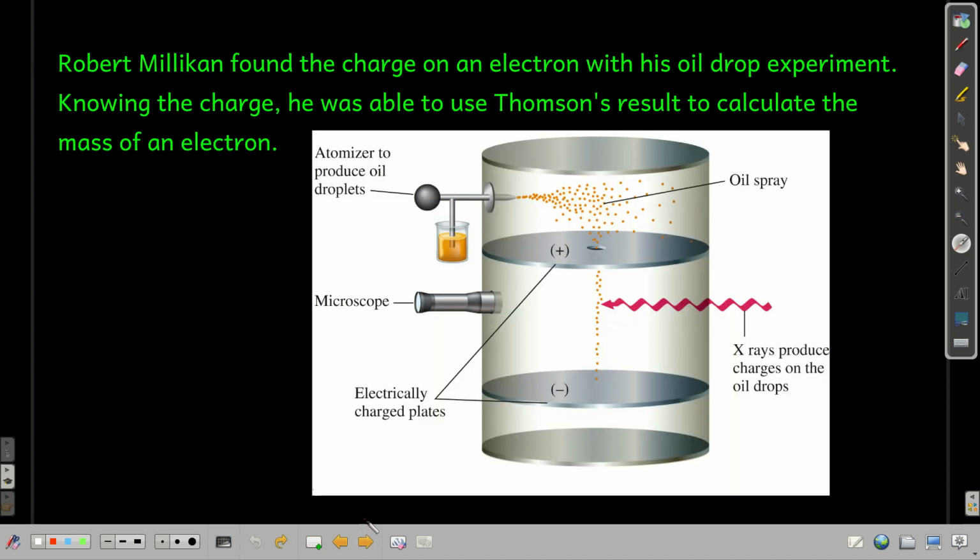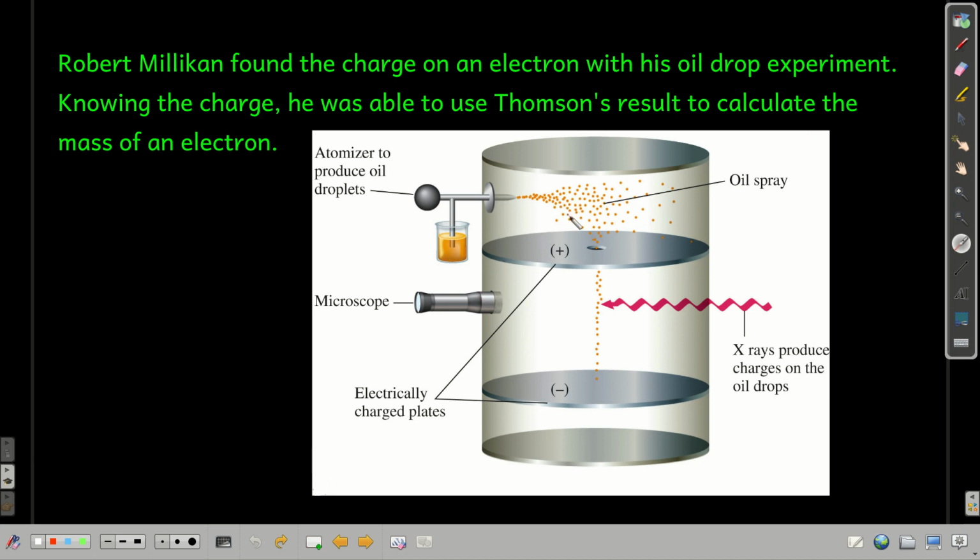Well, next came Robert Millikan at the University of Chicago. After Thompson did his experiment, Millikan set up an extremely clever experiment, and from it he was able to find the charge on an electron. Then, knowing the charge, of course, you can get the mass just using Thompson's result.